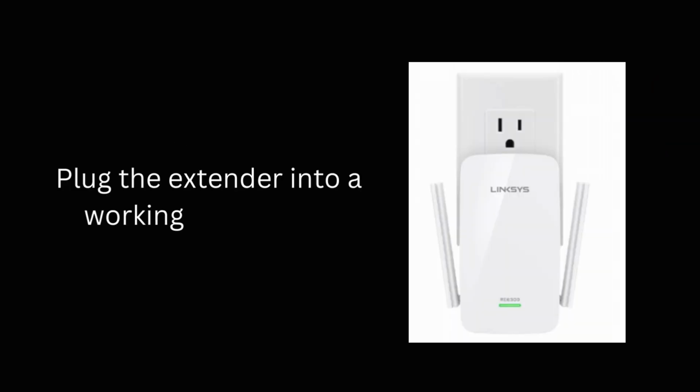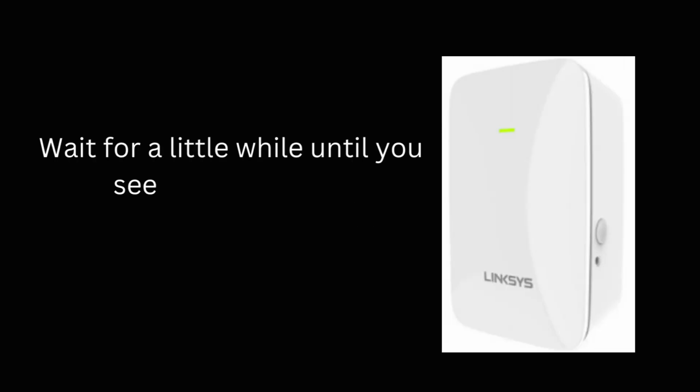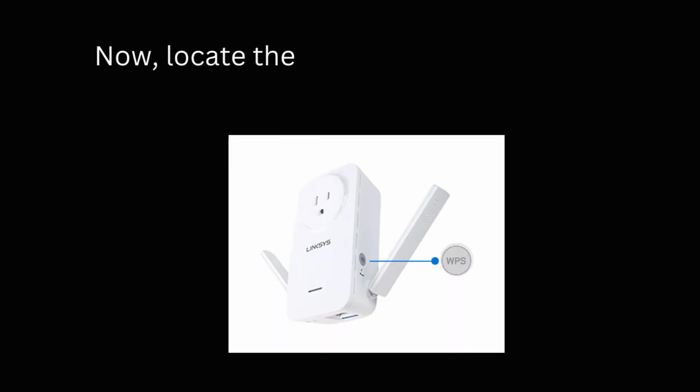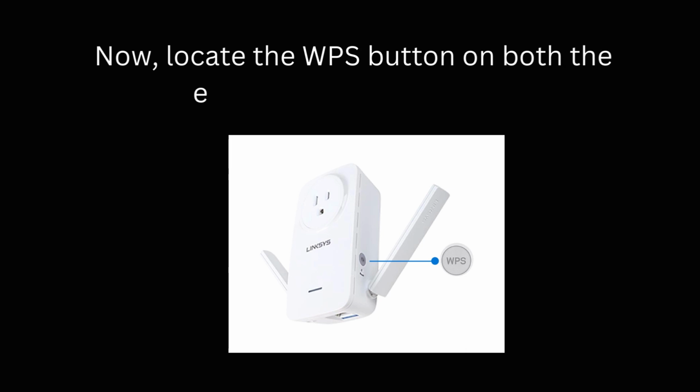Plug the extender into a working wall outlet. Press the power button to turn on the extender. Wait for a little while until you see the extender. Now, locate the WPS button on both the extender and the router.